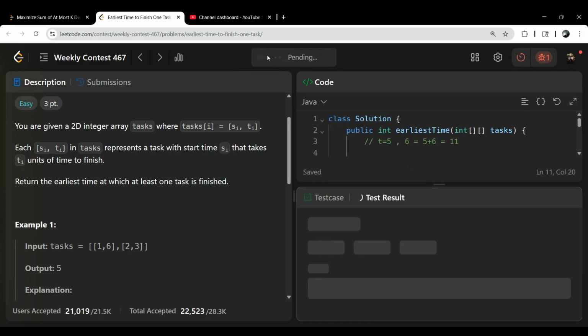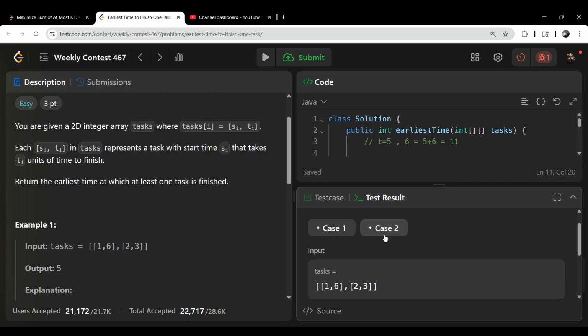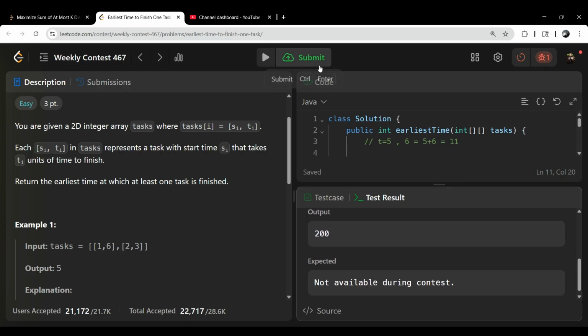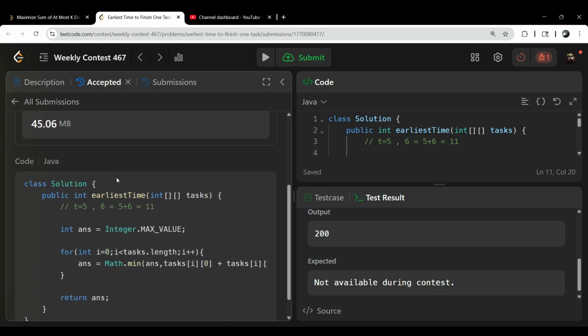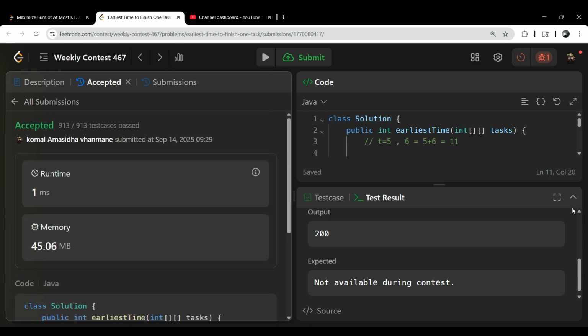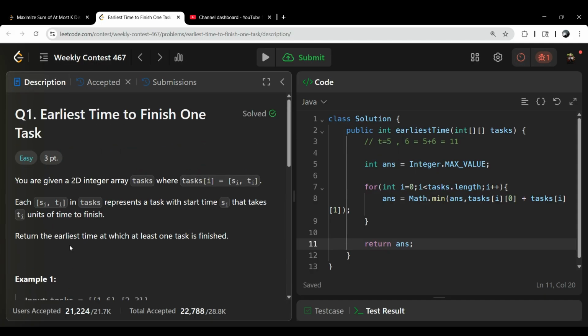Now let's run this and see. Yes, output is 5 and in the second case 200. Let's submit this solution. As you can see, our solution got accepted. This was a simple way to solve this question.